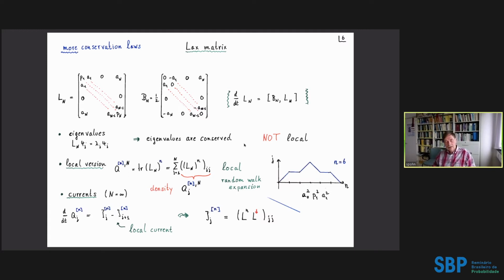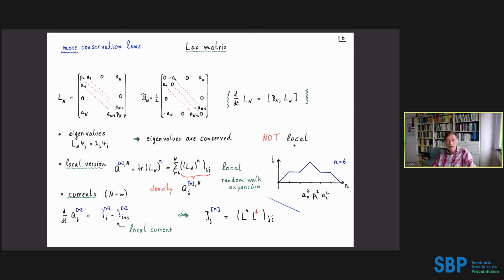Now, that's no good. Of course, it's very good, and this is what Henon did, and it's absolutely superb work. But for hydrodynamics, it's not very good because the eigenvalue is highly non-local. It will depend on all the variables. If I change one of them, then the eigenvalue will move all over the place, right? So the eigenvalues are conserved, but they're not local.